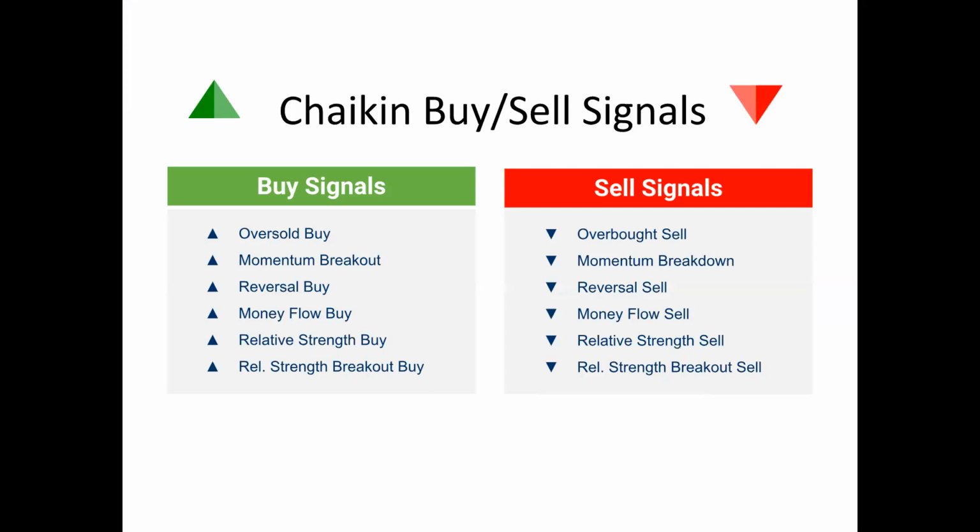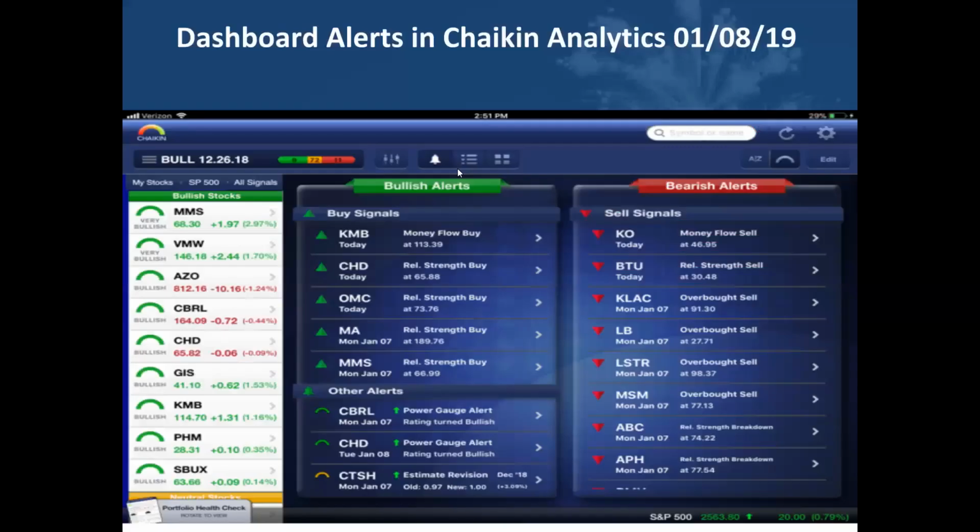Helps you get the timing right? Because we can show you bullish stocks that are outperforming the market, but if you don't buy them at the right time, that's going to have an impact on your performance. So we give you these buy and sell signals, and then we alert you when those signals are triggered. You can see them on the dashboard within Chaikin Analytics. If you're keeping a watch list every day, when you log in, you'll be able to see your stocks that triggered buy and sell signals on the day.